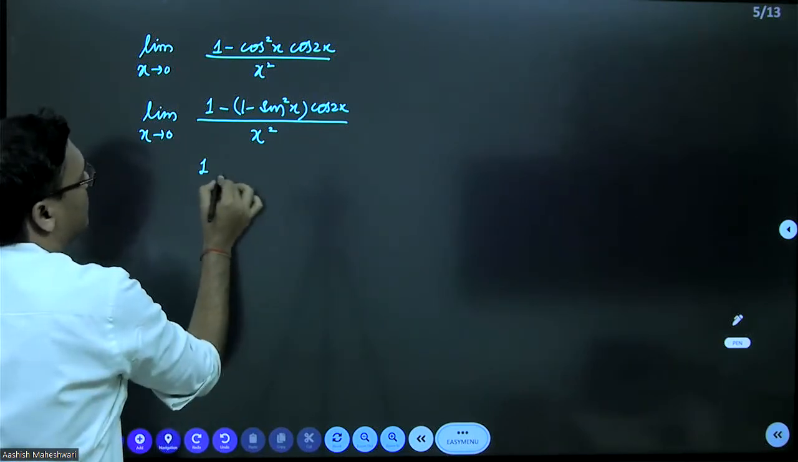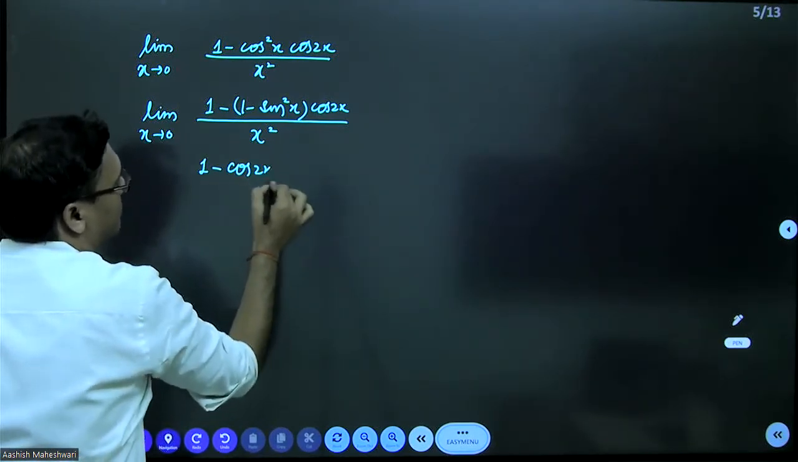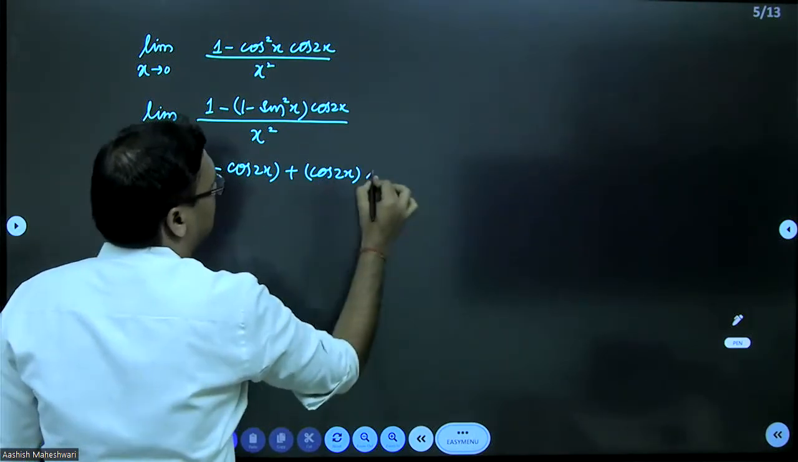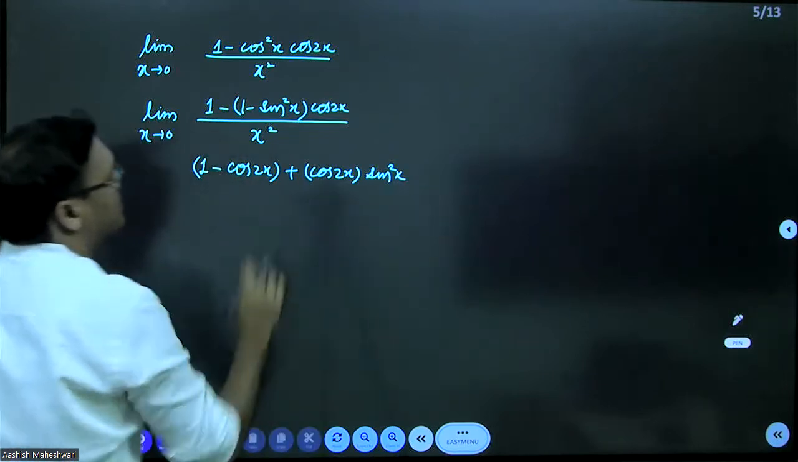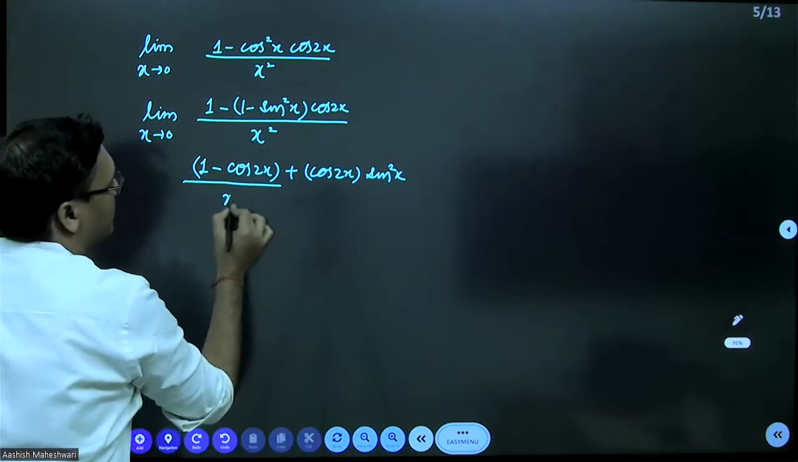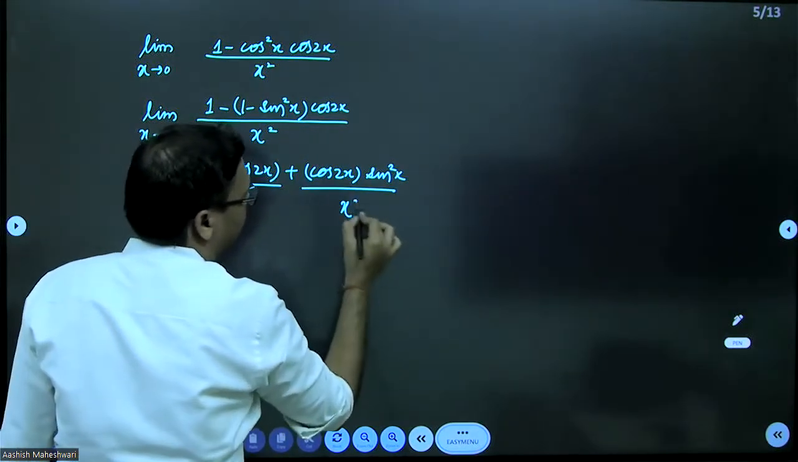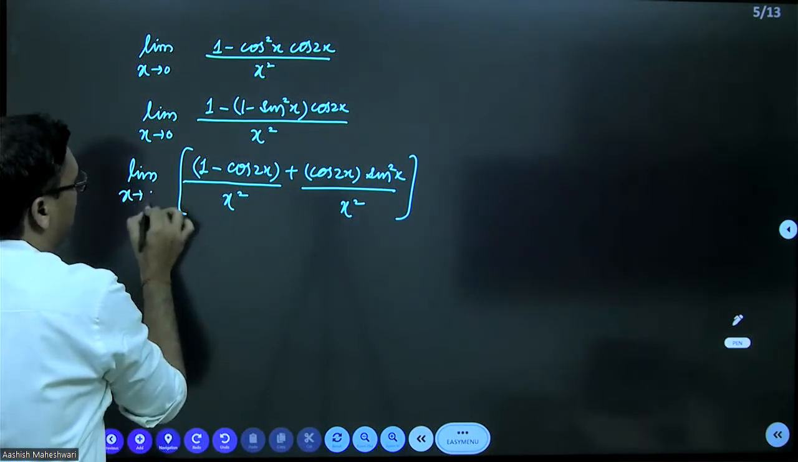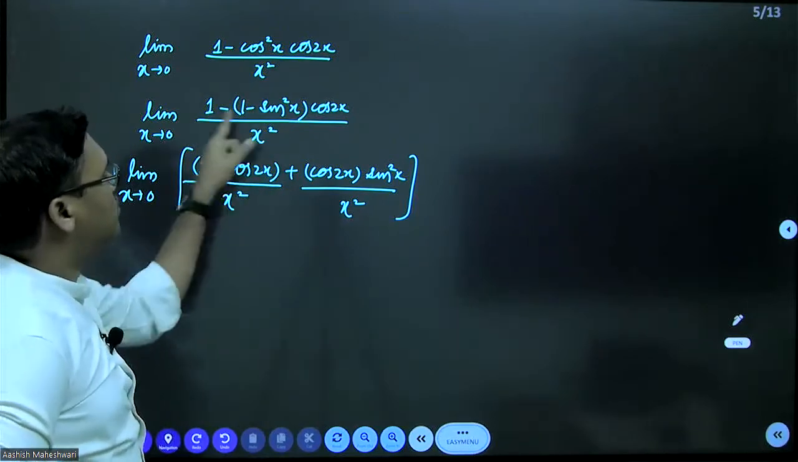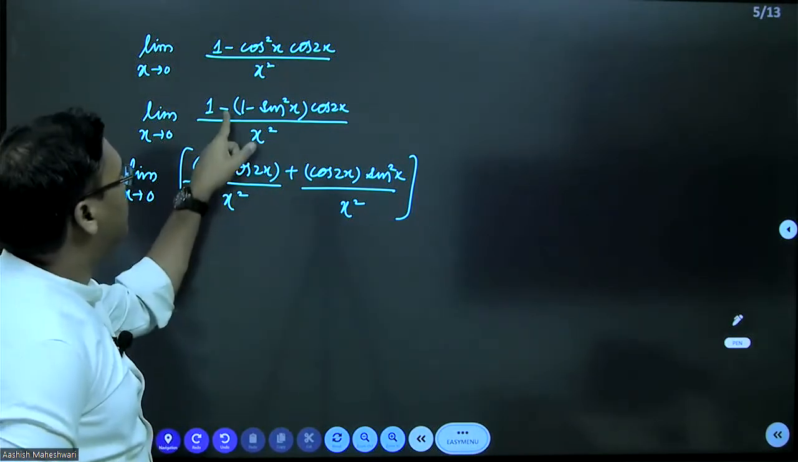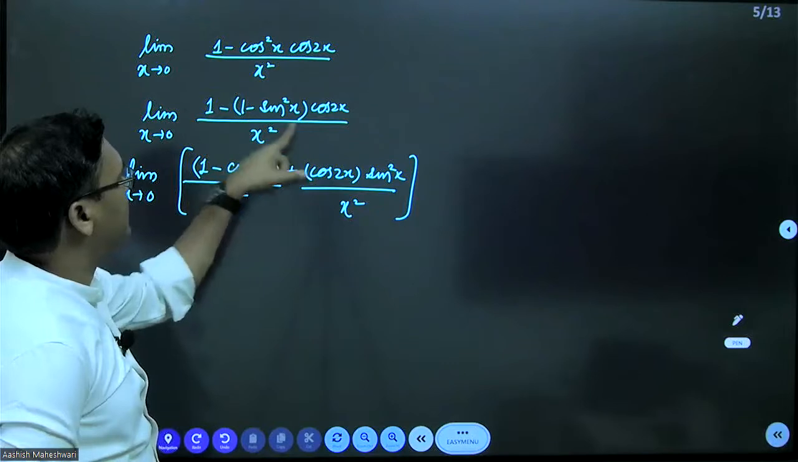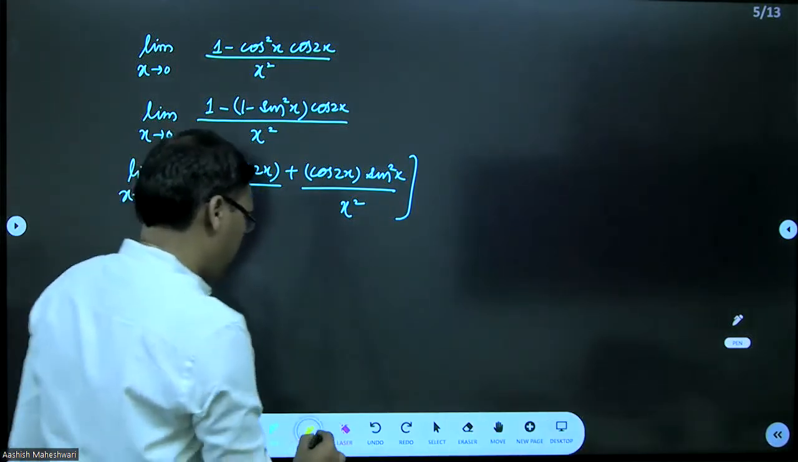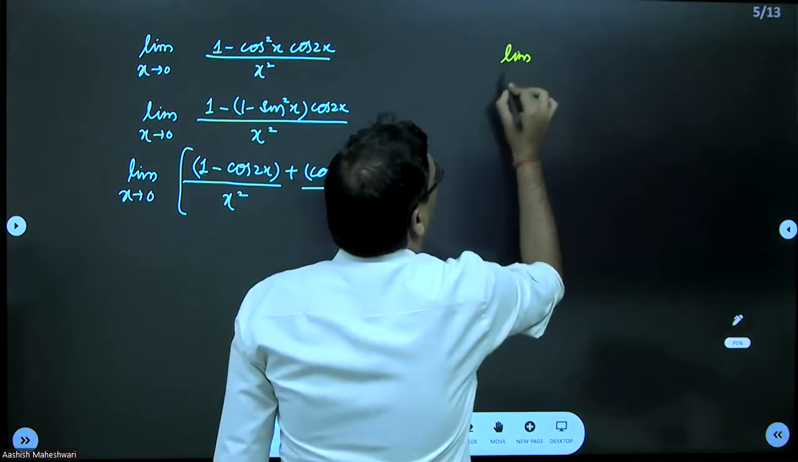So you can see here, this is 1 minus cos 2x plus cos 2x sin square x. You can simplify this upon x square, limit x approaches 0. You can check this calculation. 1 minus cos 2x upon x square, and this is plus sin square x cos 2x upon x square.